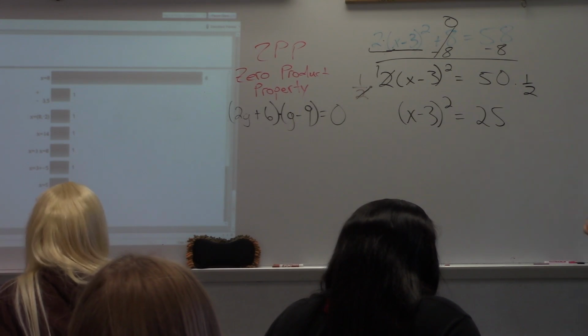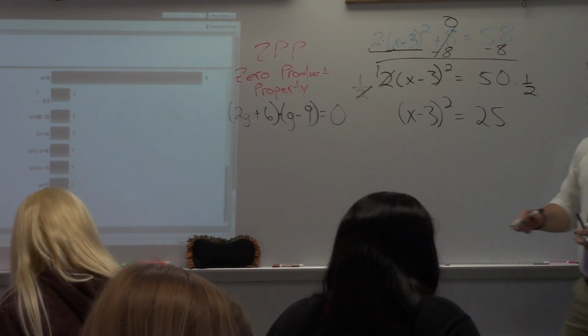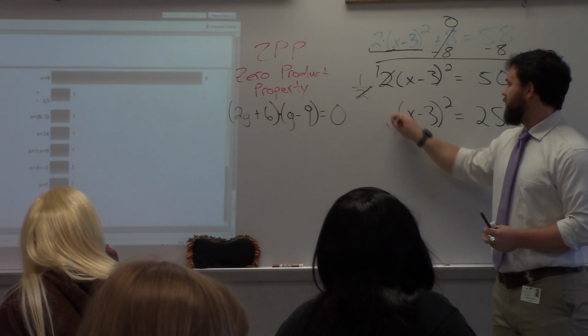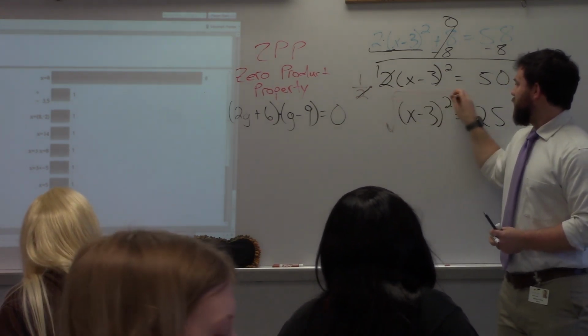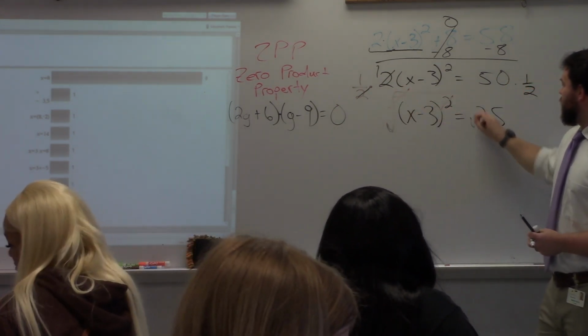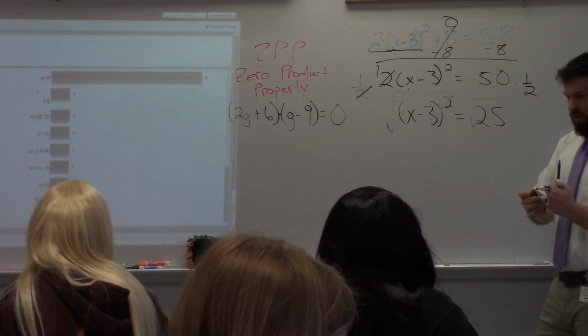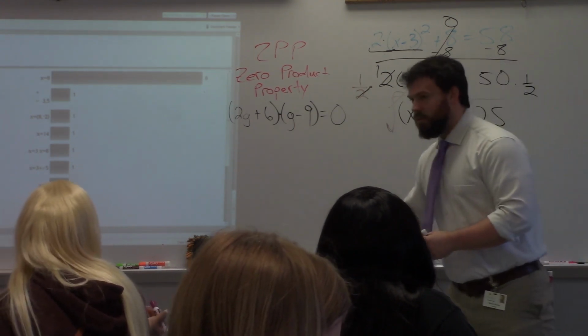Oh, you got it, square root both sides. Okay. It's going to cancel out the exponent. Okay, that square root undoes the square. And it undoes the parentheses.